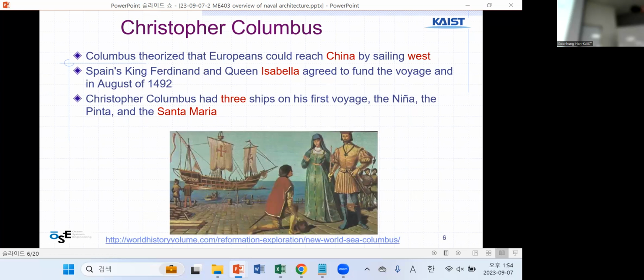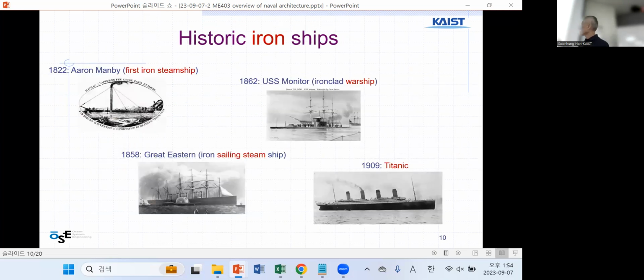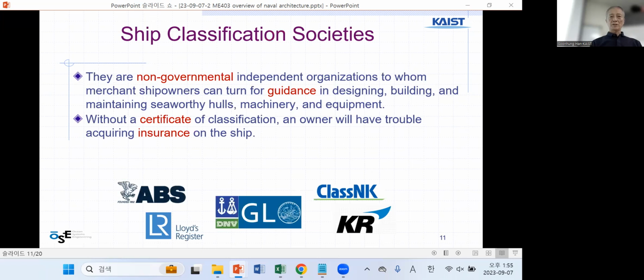So they started to check whether this ship is technologically safe. So Lloyd's insurance company started around this era, period, of say 15th or 16th century. And then 20th century, disaster, this is safety, more safety on this one. That's why we have a classification society.